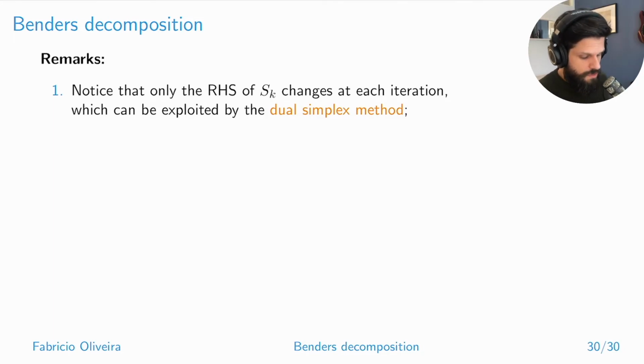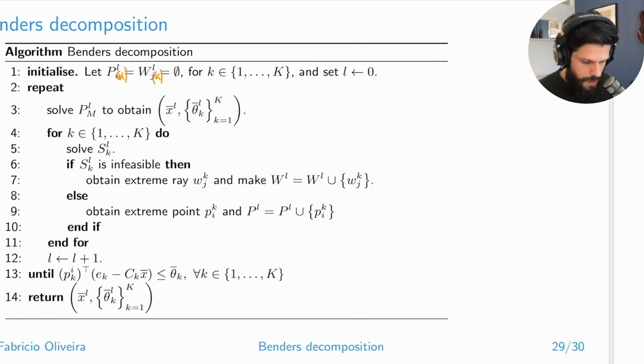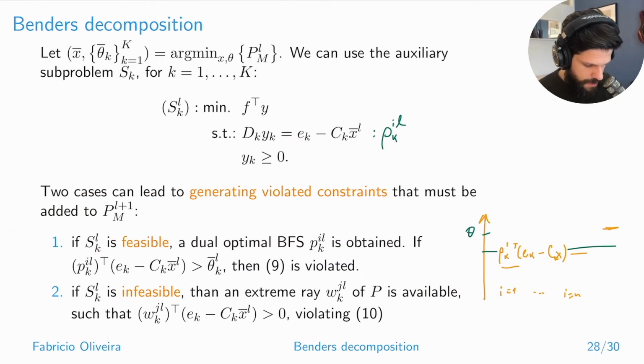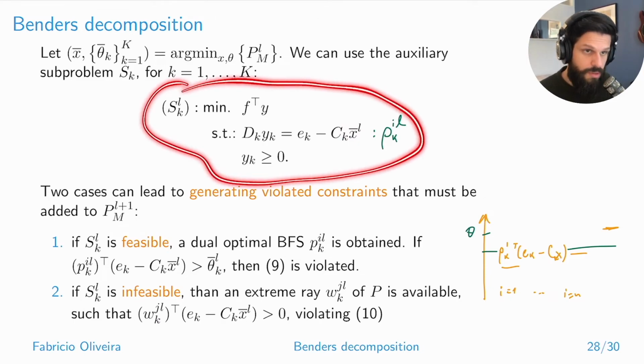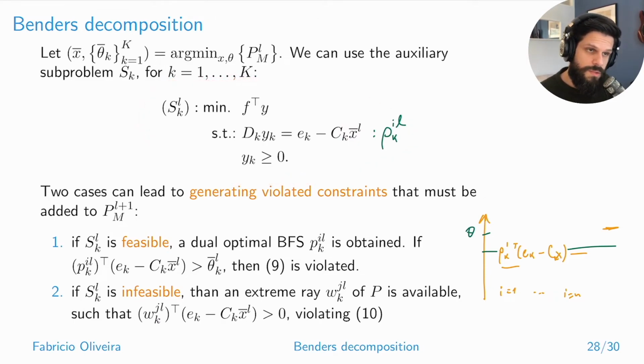So some interesting remarks. First of all, notice that whenever you change your subproblem SK, truly it is only the right-hand side changing. So you can see from here that this is the term that is changing, right? So if you keep track of these subproblems, keep them somewhere, whenever you revisit, you're just changing the right-hand side and optimizing again.